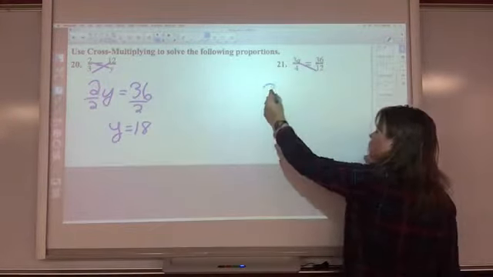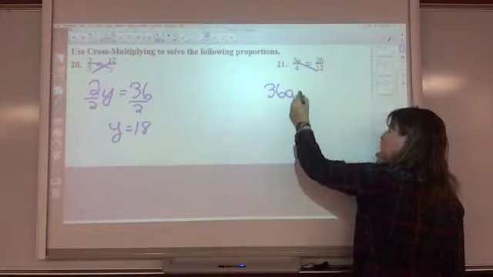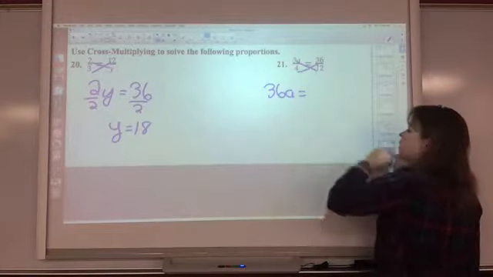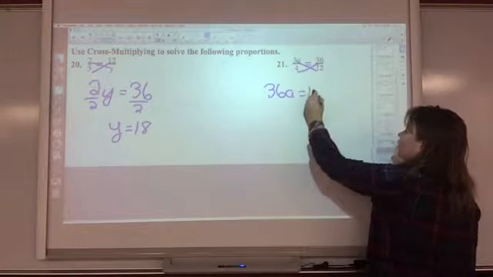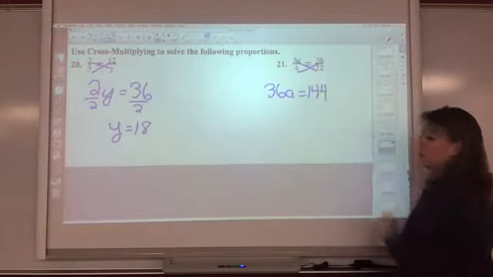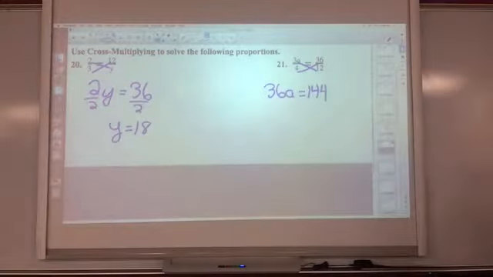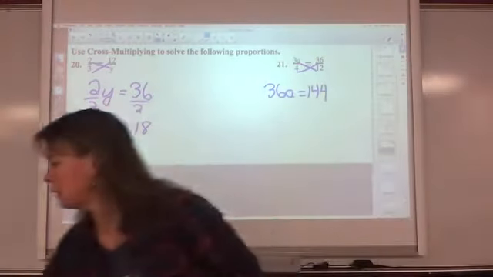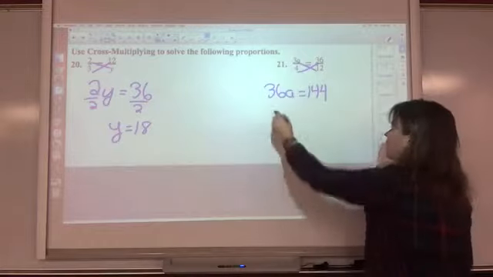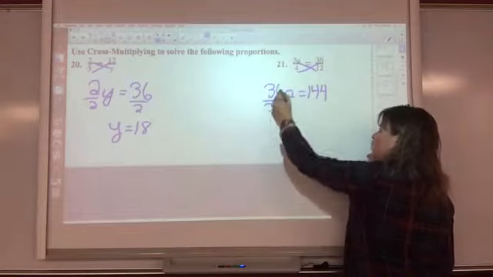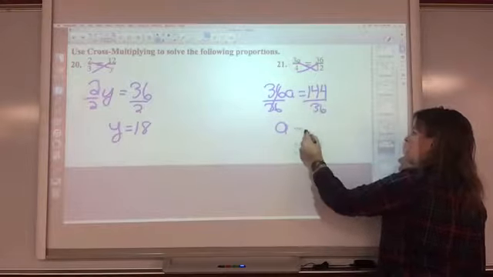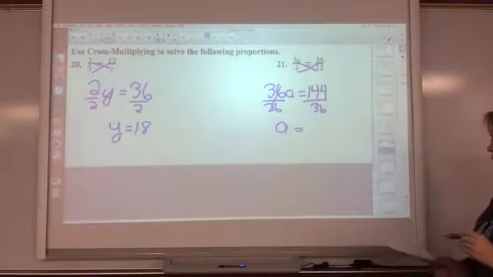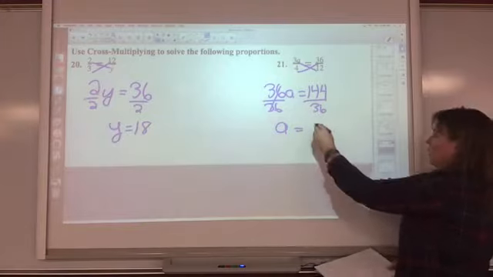A little bit more complicated, but not much. 3a times 12 is 36a. And cross-multiply this way. 4 times 36 is 144. Take your 144, divide it by 36 on both sides, trying to isolate the variable, get a by itself, and 144 divided by 36 is 4.